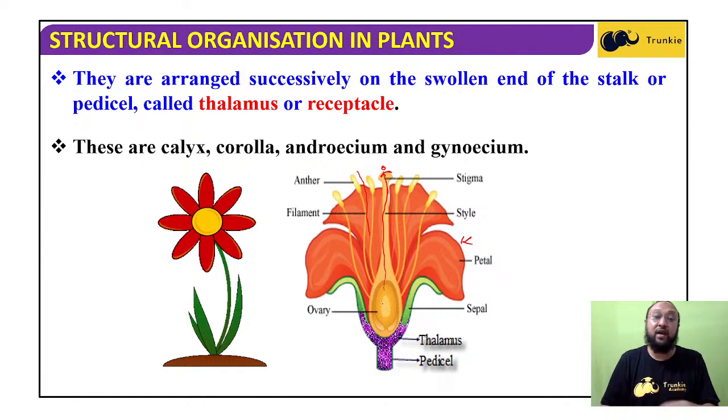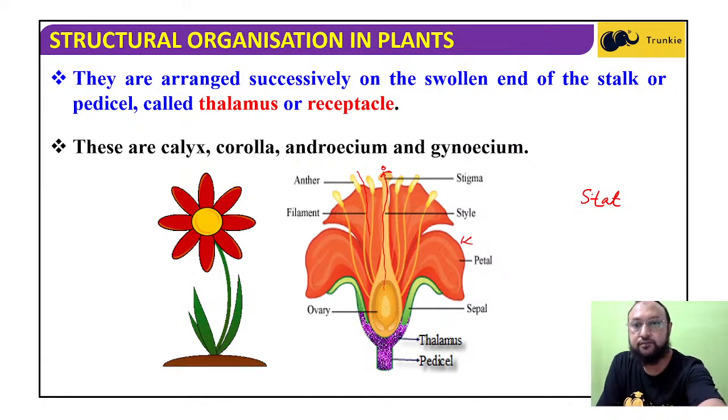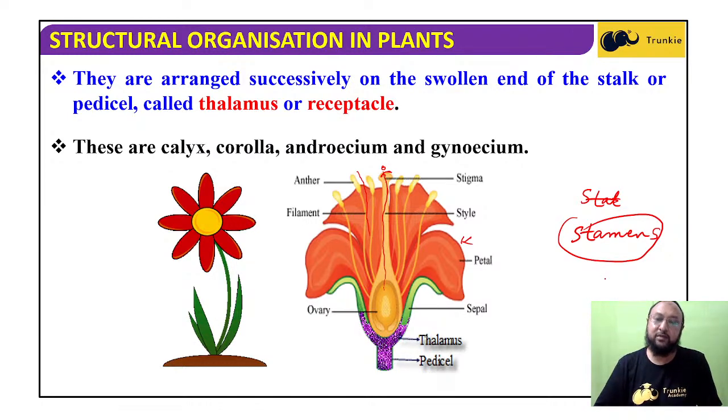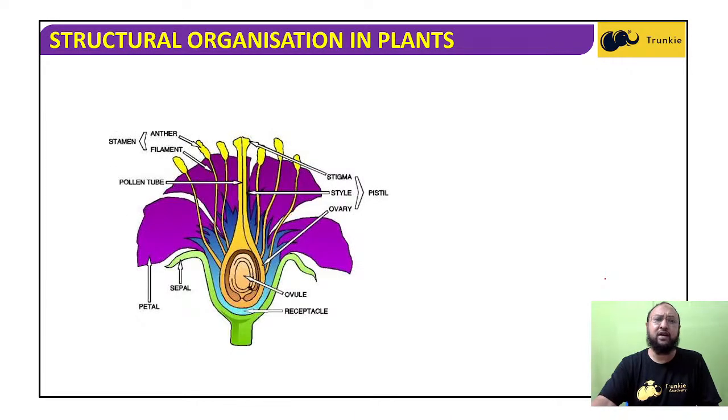So there are four parts. Calyx means sepals, corolla means petals. Androecium means the male reproductive part, that is the stamen; a group of stamens makes the androecium. Gynoecium means the carpel: ovary, style and stigma together make the carpel. We have already studied this, and now we will study it in a little more detail here in class 11.